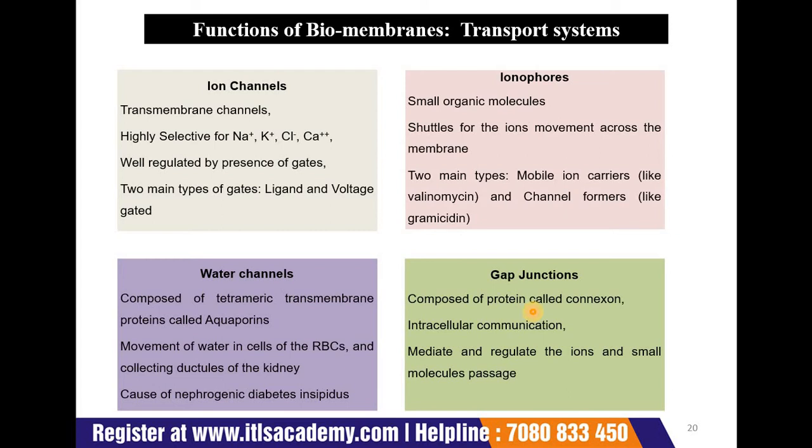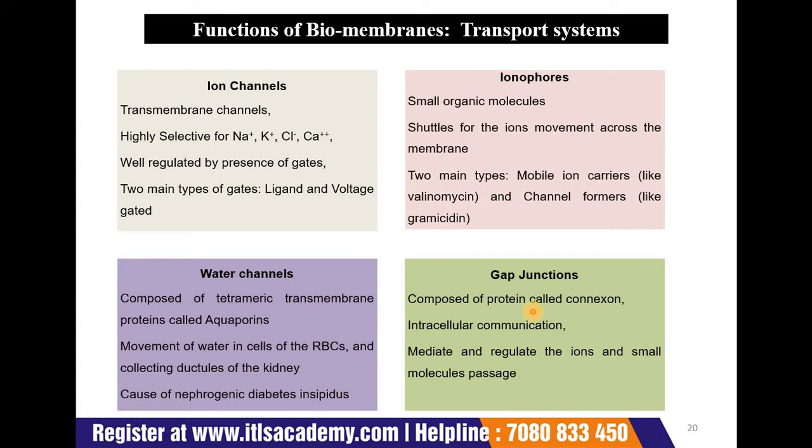Then we have ionophores. Ionophores are very small organic molecules. They act as a shuttle for ion movement across the membrane, and there are two main types of ionophores. One is mobile ion carriers, for example valinomycin, and the other is channel formers, like gramicidin.